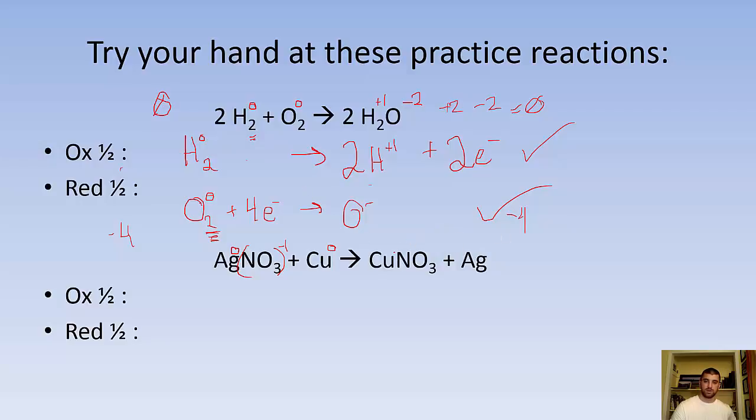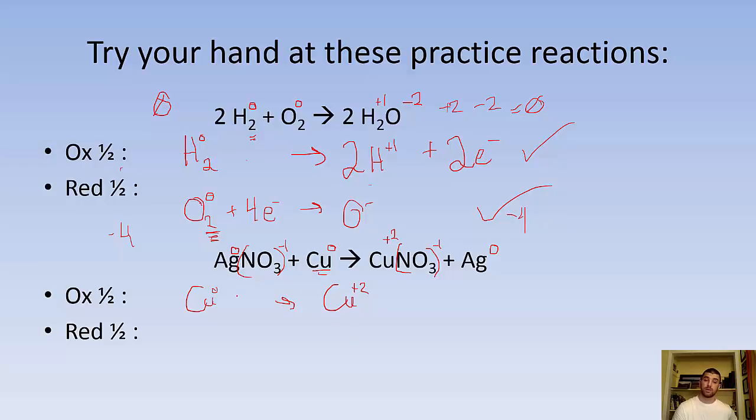Copper with 1 nitrate. Well, since the nitrate's -1, I know copper's got to be +1, and Ag by itself is 0. So the thing being oxidized is copper. It went from 0 to +2. So I'm going to write copper 0 became copper +2. It's not a Brinkelhoff, so everything's good to go.